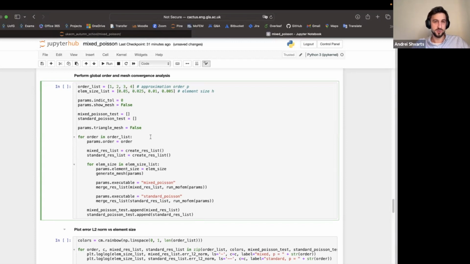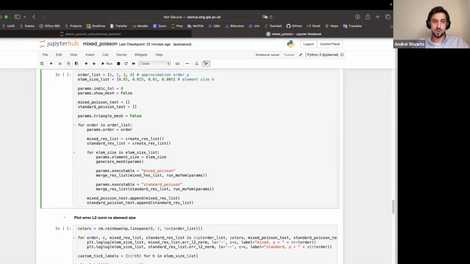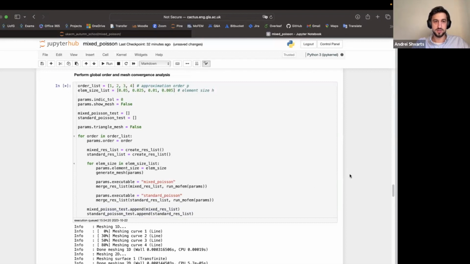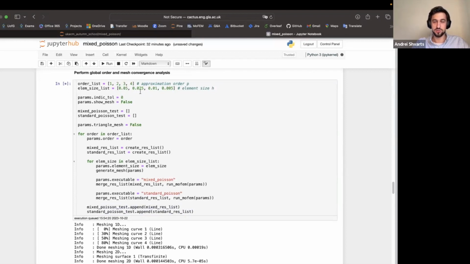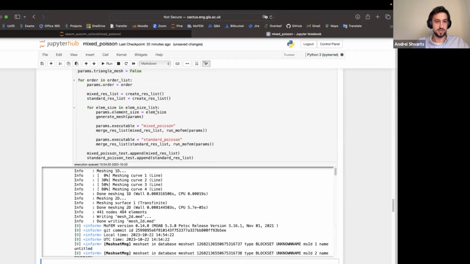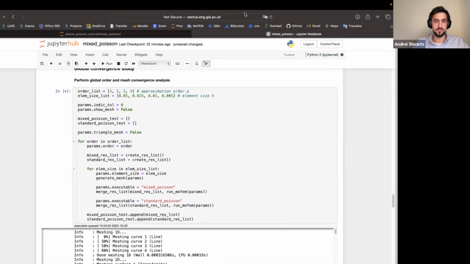And for each of those 16 cases, we're going to compute the solution using the mixed formulation and the standard formulation, and we're going to store the results and plot them afterwards. So I'm starting the cell, and since there are 32 simulations that need to run, it's going to take a few minutes, and I will pause the recording and we'll come back when it is ready.